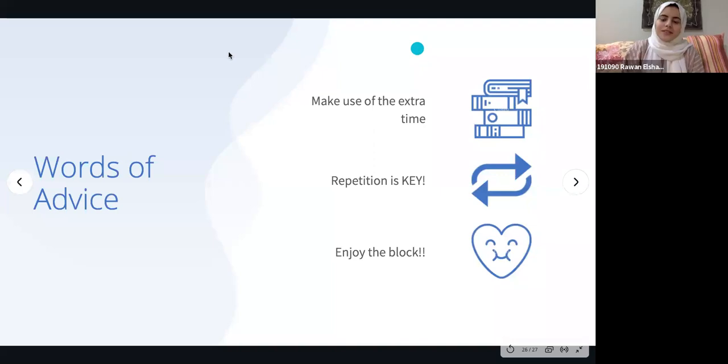And finally, words of advice from us to you. You guys have extra time more than us. Please make use of it. Honestly, study day by day, make a schedule for yourself. Don't procrastinate anatomy, procrastinate other stuff.